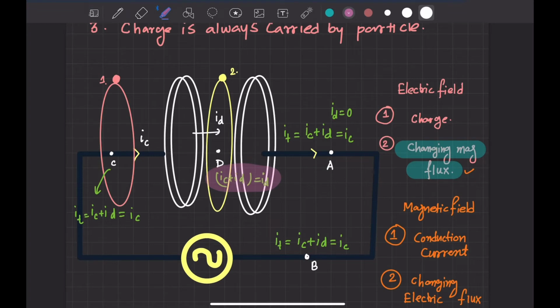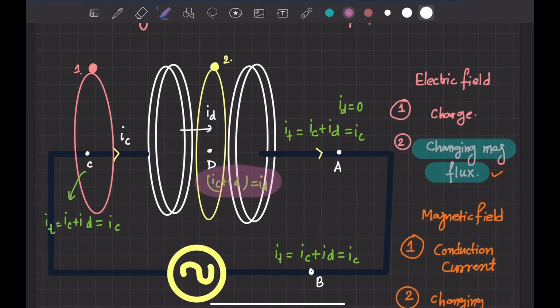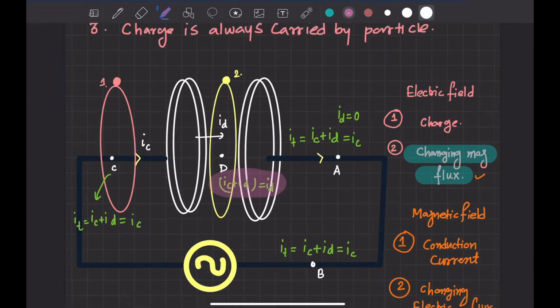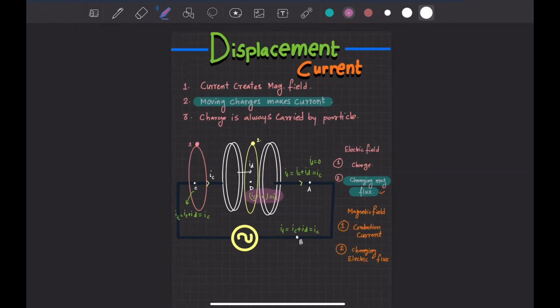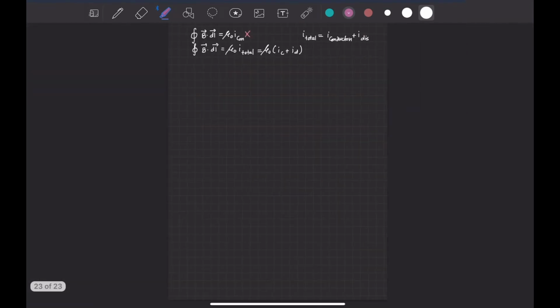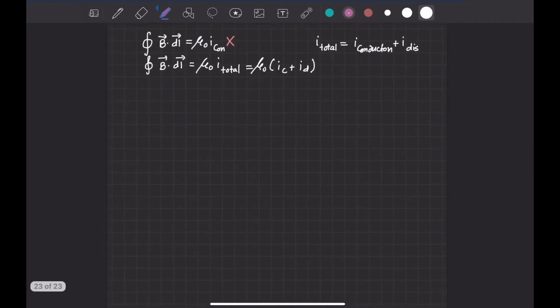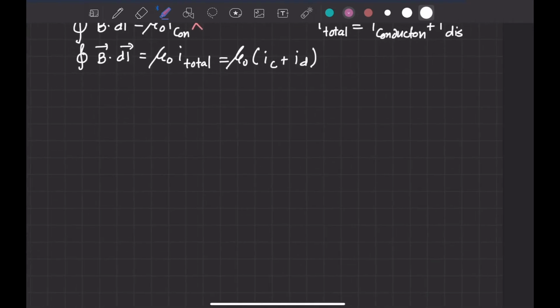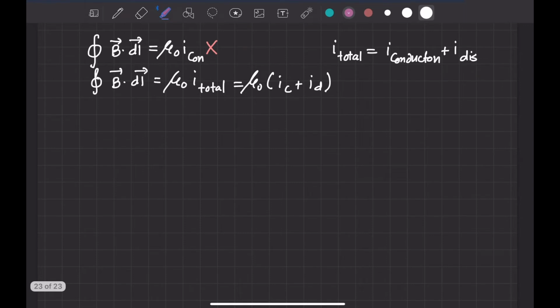Now you have all the rights to ask me why at the point A ID is 0 and why at the point D IC is 0, right? So let's talk about this and let's try to find out why these values are 0 and how we can calculate this, right? So this is Maxwell law. So sorry, this is Ampere's law and this is the correction.